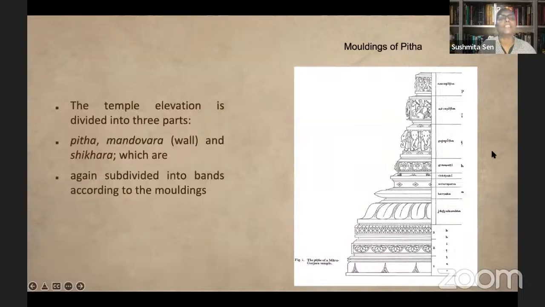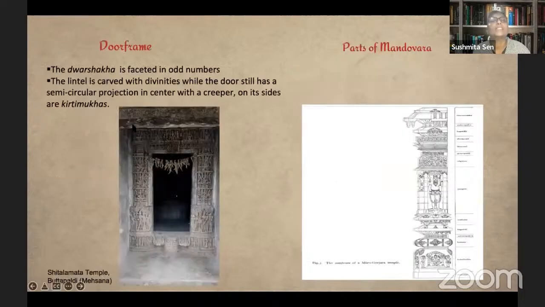The temple elevation is divided into 3 parts. The Pitha moldings are namely the lowest part, which has 7 parts. The elevation is divided into Pitha, the Mandovara, the wall, and the Shikhar, which are again subdivided into many bands according to the moldings. So here is the door frame. The Dwaraksha is faceted into odd numbers. The lintel is carved with divinities, while the door still has a semicircular projection in the center with a creeper on its sides. It is not very clear here, but there are kirtimukhas on these sides.